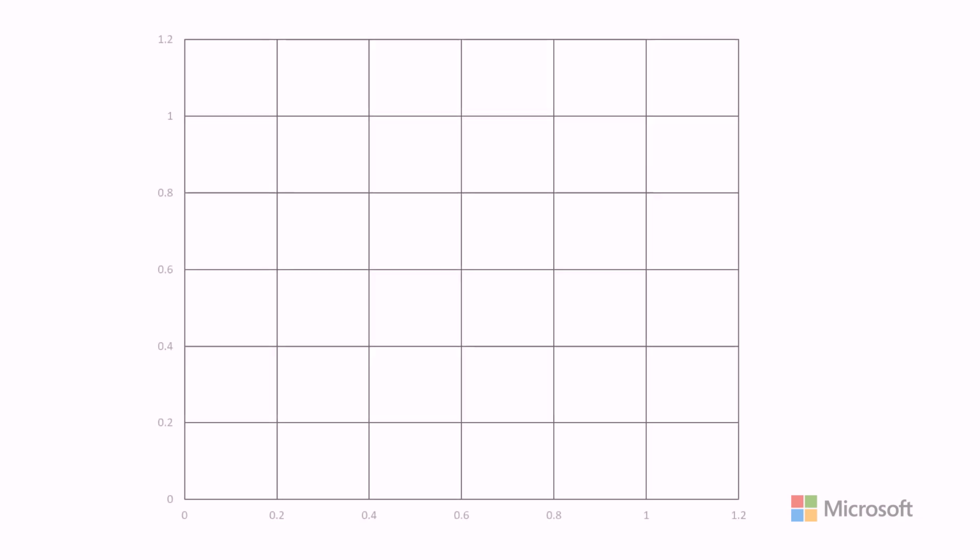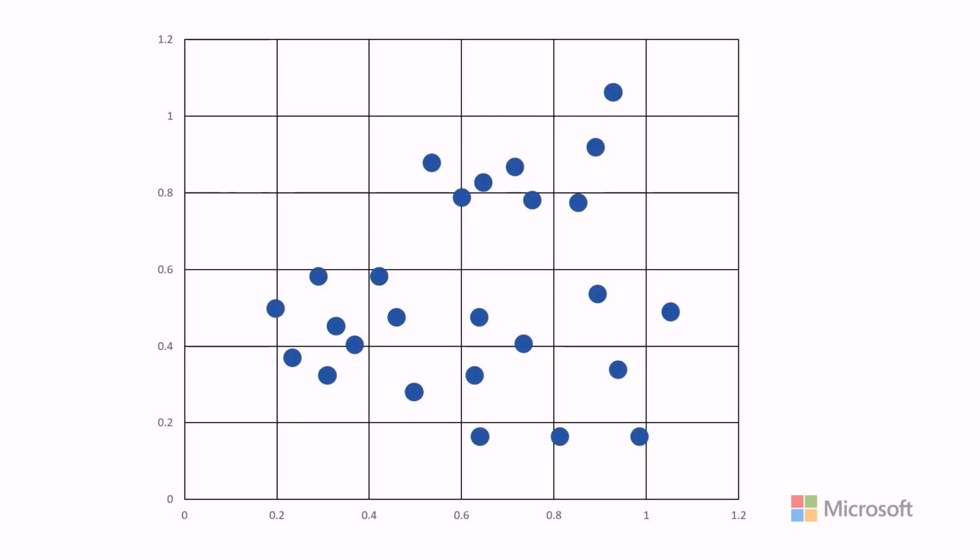Now, the key to understanding k-means is to remember that our data consists of rows of data, and each row has multiple features. Now, if we assume that each feature is a numeric value, then we can plot them as coordinates. Here, we're plotting two features on a two-dimensional grid. But in reality, multiple features would be plotted in n-dimensional space.